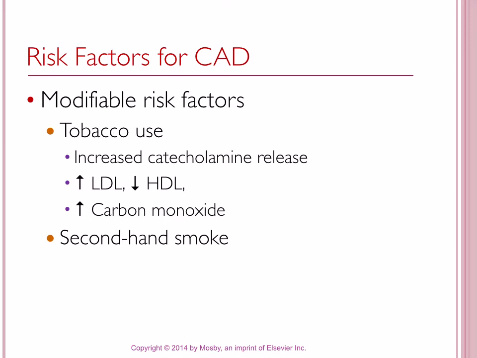Carbon monoxide, a byproduct of combustion, which is found in tobacco smoke, affects the oxygen carrying capacity of hemoglobin by reducing the sites available for oxygen transport. Thus, the effect of an increased cardiac workload combined with the oxygen depleting effect of carbon monoxide significantly decreases the oxygen available to the heart muscle. There is also some indication that carbon monoxide is a chemical irritant and it causes injury to the endothelium of the arterial walls.